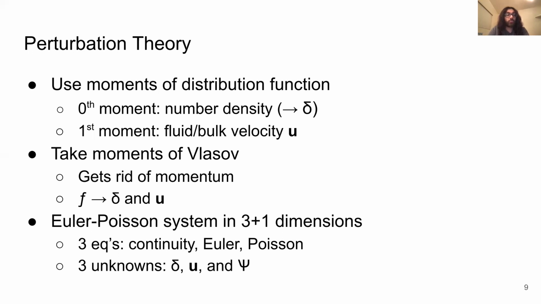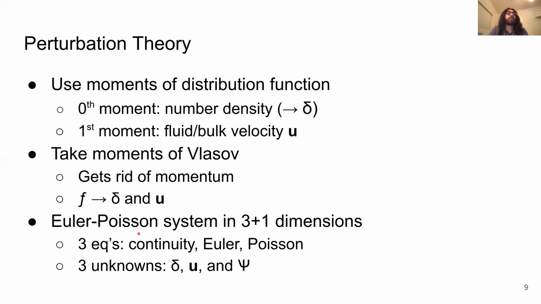So when we take the zeroth moment of the Vlasov equation, that's just an integral over all momentum. This ends up taking the zeroth moment of the distribution function f. And by definition, that's just the number density, which we can easily turn into the matter density delta. And so the zeroth moment of the Vlasov equation becomes the continuity equation.